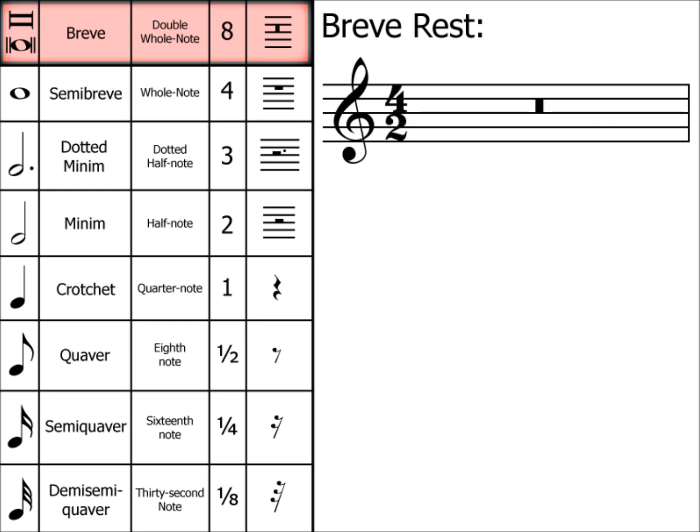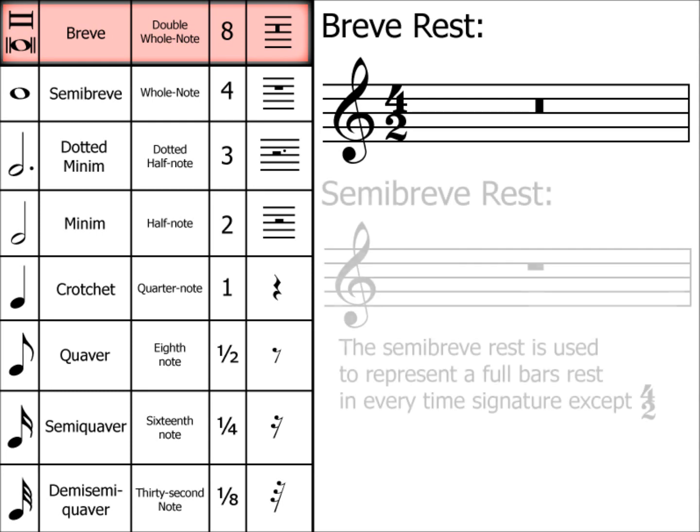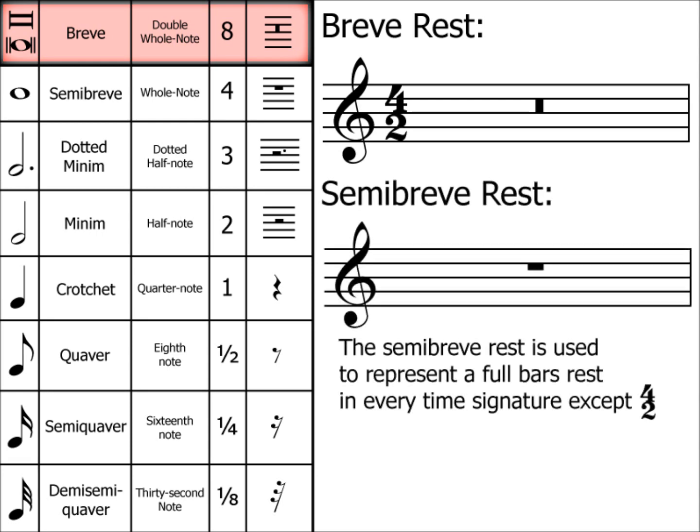Now it's worth noting here that 4-2 is the only time signature where a complete bar's silence is represented by this symbol. In every other time signature, a complete bar of silence is represented by the semi-breve symbol. So if you ever come across a question in a music theory exam where you're asked to complete the time signature and there is a complete bar of silence with the Breve rest, the answer can only be 4-2.